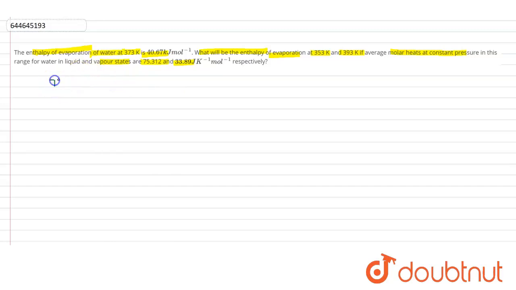So we are given the temperature T1, that is 373 Kelvin, and at this temperature we have the enthalpy of evaporation, that is 40.67 kilojoule per mole, right? If you convert into joule per mole, you have to multiply by 10 to the power 3, so you will get 40670 joule per mole, right?